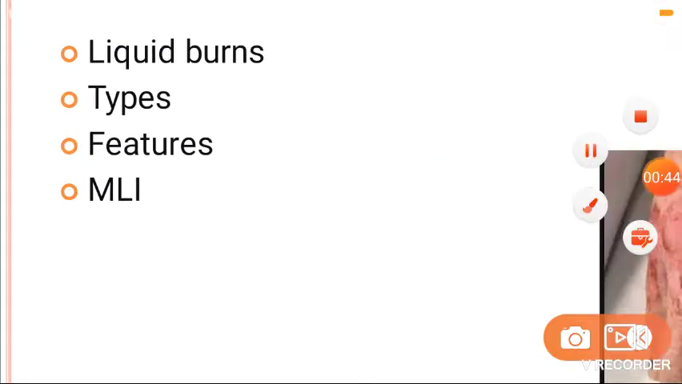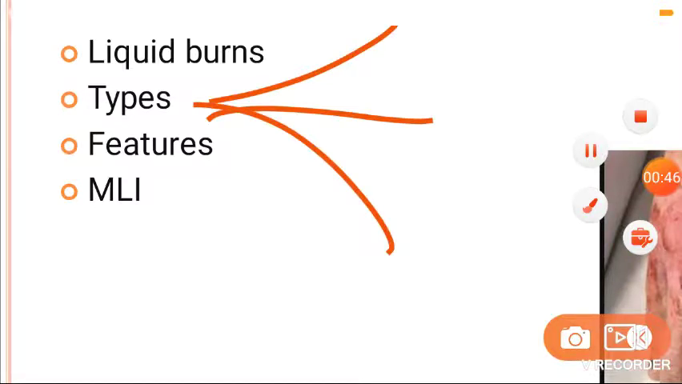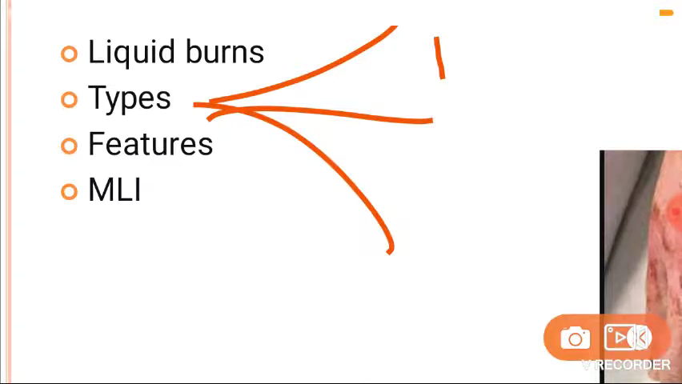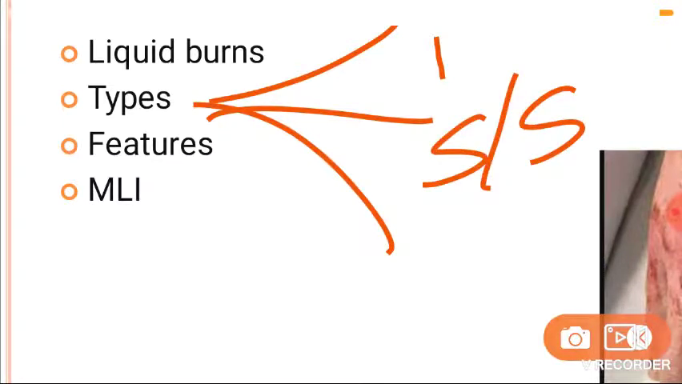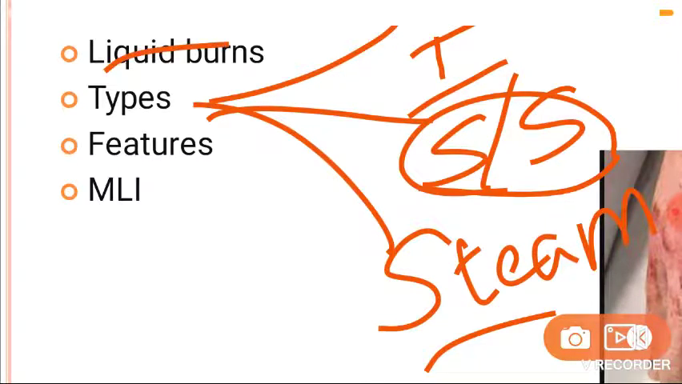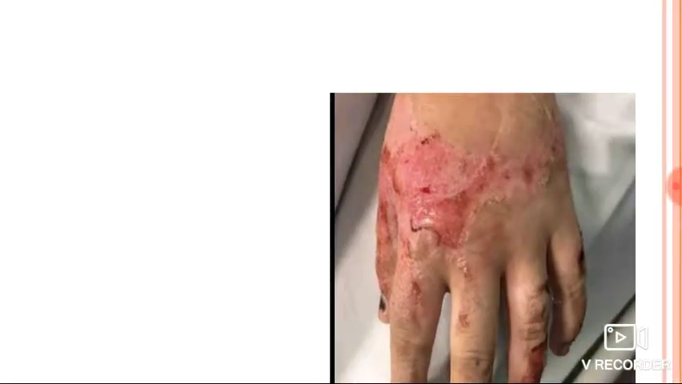So look at the types of scalds. You have immersion burns, splash or spill burns, and then steam burns. Immersion burns are caused by accidental or deliberate immersion in a hot liquid. Then there can be a splash or a spill burn, usually accidental. Steam burns also come under liquid burns or scalds, that you should remember. These are the scalds.